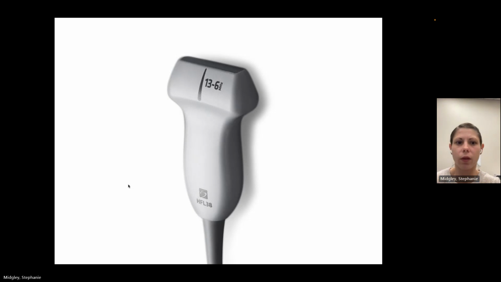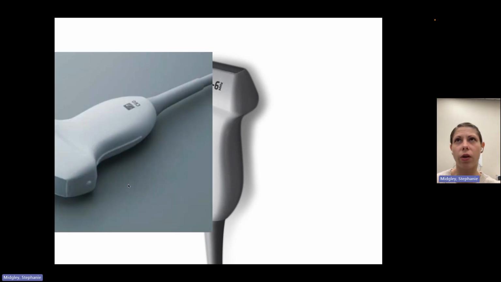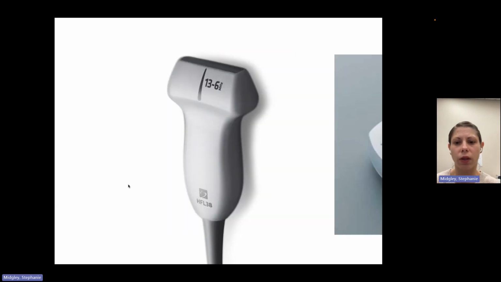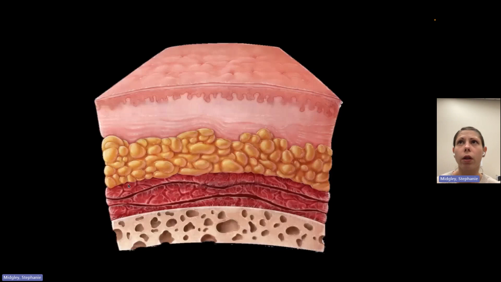All right, cool. So real fast, 99% of your images are going to be taken with your linear probe. Again, it's superficial, it's skin. Very rarely you might use the curvilinear if you're down in the thigh or trying to see something a little bit deeper. When we look at soft tissue, you essentially want to think of it like a lasagna, right? There are a couple of different layers. You have your superficial dermis, epidermis layer. Then you have your subq, which is your fatty layer, then your muscle, and then your bone.